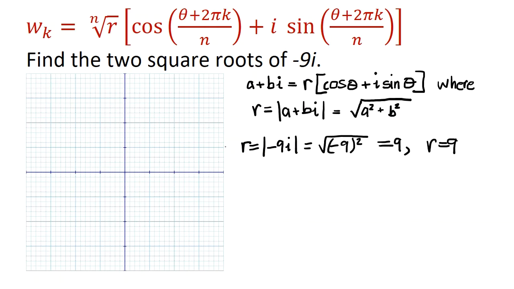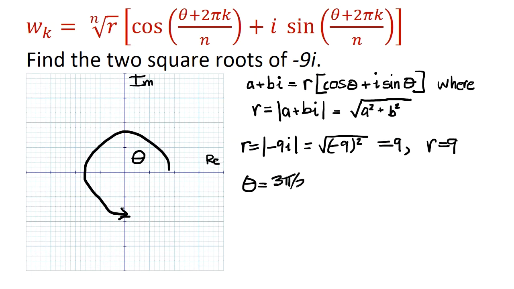In order to find theta, which is my next task, I want to draw a picture. So if this is the real axis here, which corresponds to the x-axis, and this is the imaginary axis here corresponding to the y-axis, minus 9i is about here. We always measure an angle starting from the positive x-axis and going on around. Not the most beautiful circle, but this is theta here, and this actually ends on one of the quadrant barriers here, so that is minus 3 pi over 2.